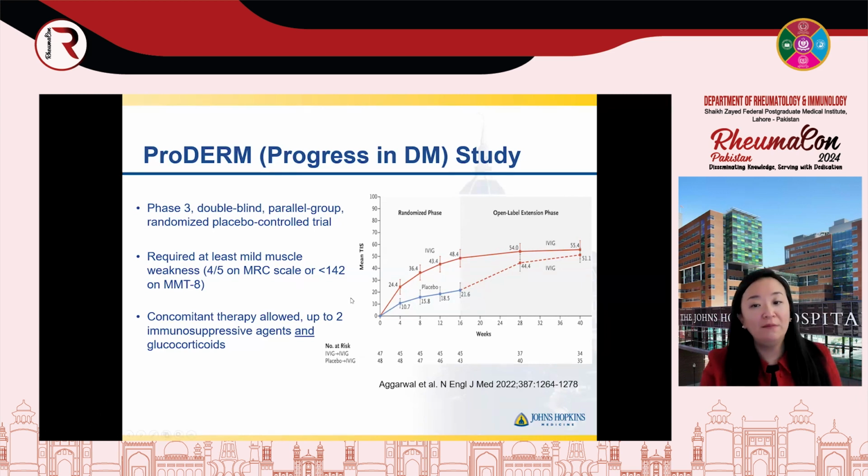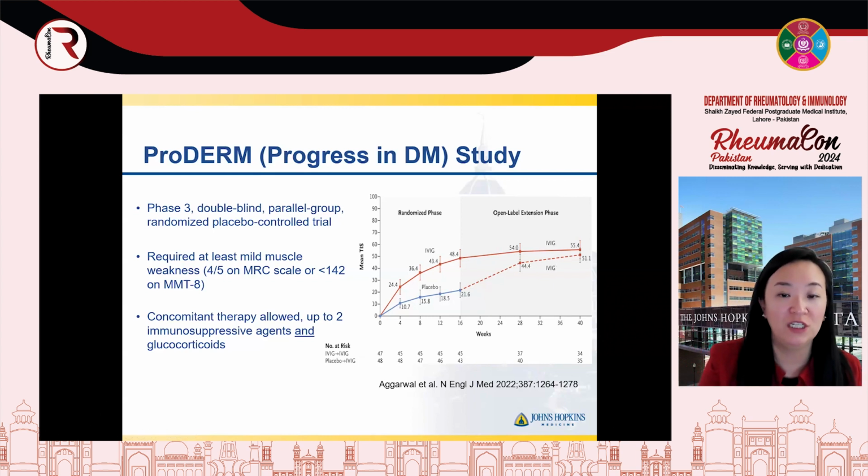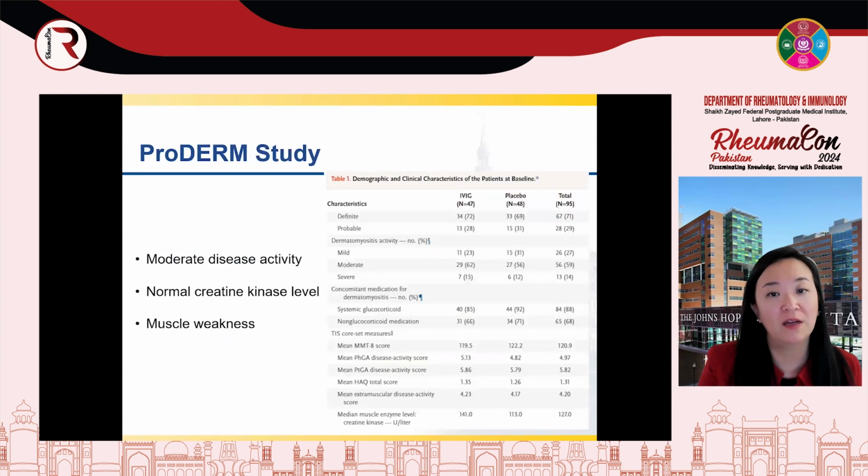So actually 20 means that there's a minimal improvement, even in patients who got placebo. But as you can see, they definitely increased up to moderate improvement and plateaued out, similar to the group that got IVIG. So based on this, it led to the FDA approval of IVIG in the United States. Before, it was not FDA approved as of July 2021.